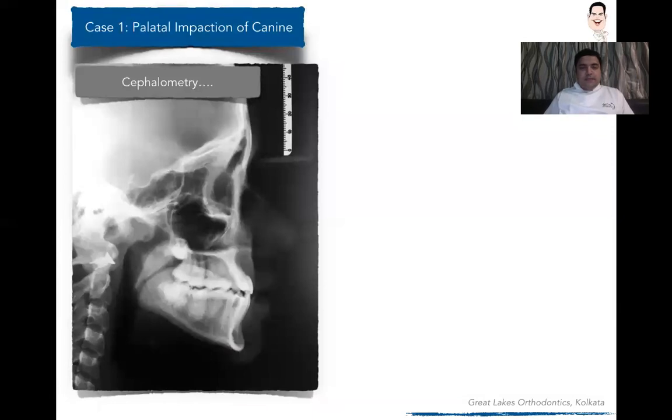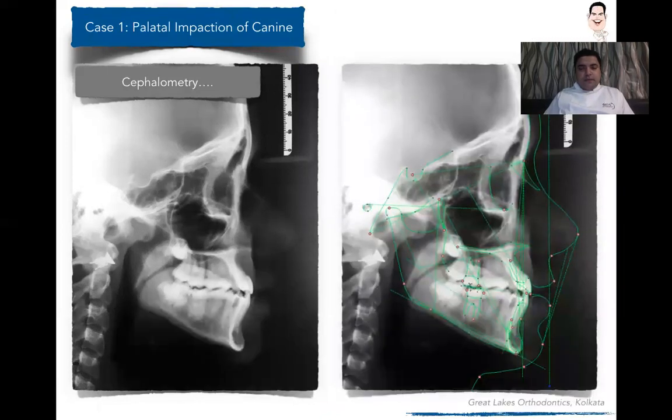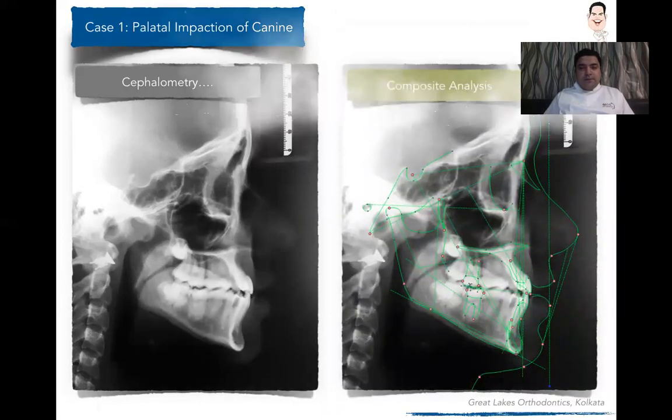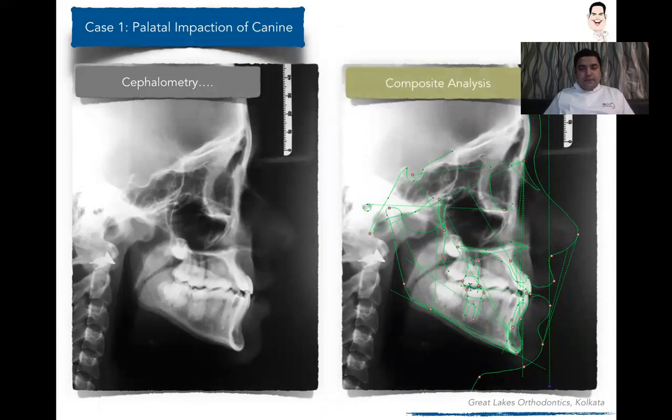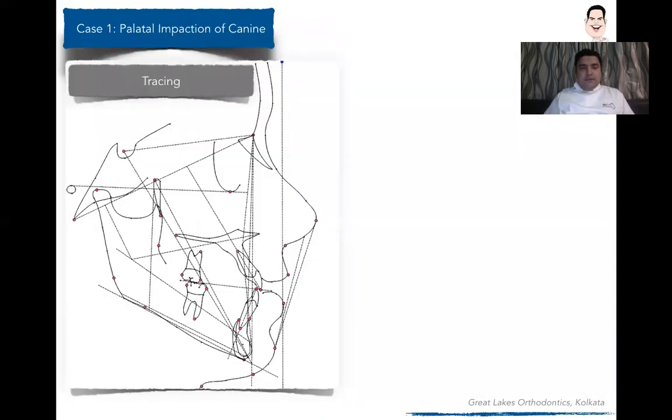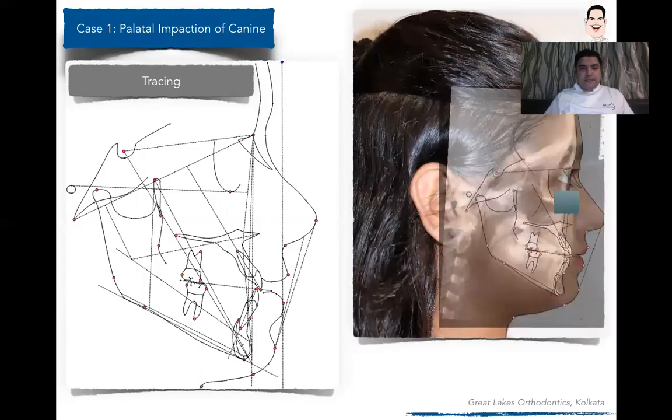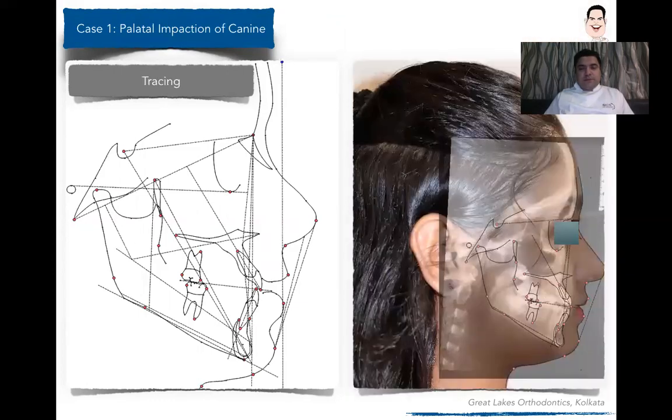So when we analyze the cephalometric parameters, that is post-treatment, we did an EMOCEPH tracing of a composite analysis, and the analysis of the tracing was done. We can see that the upper and the lower incisors are now well within the arch, and the inclination is now perfect. When we superimpose it over the photograph, we get the perspective that the soft tissue and the hard tissue balance is very good.